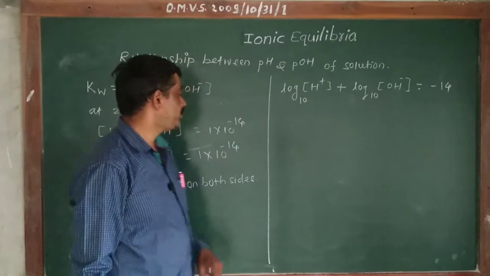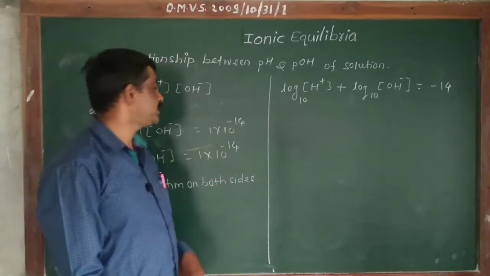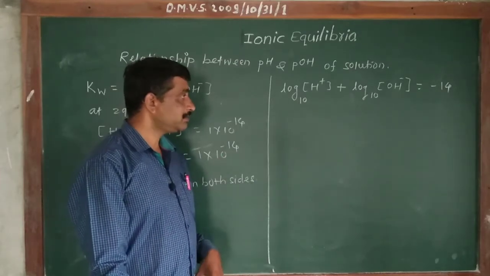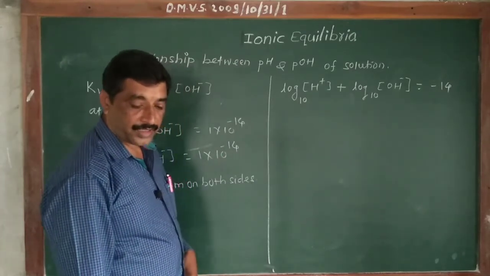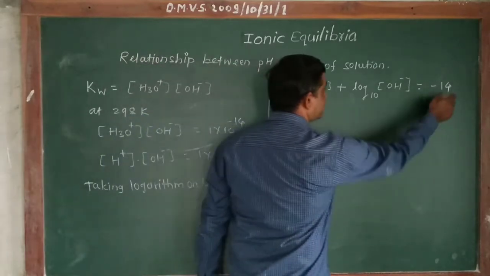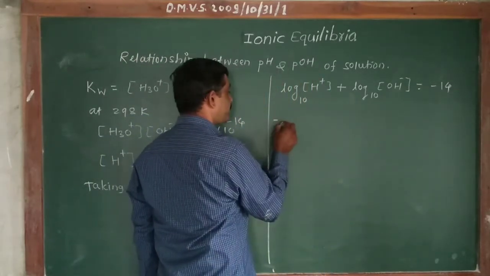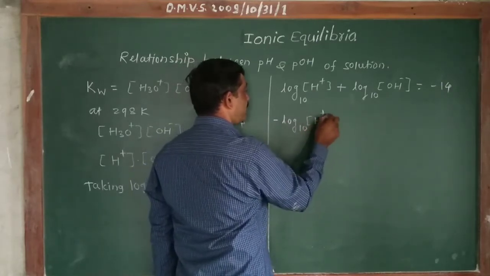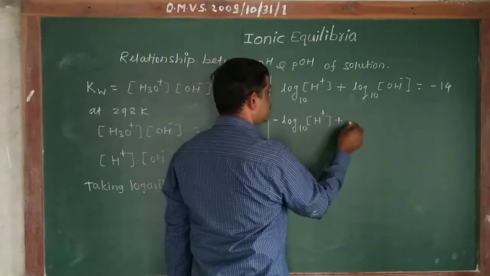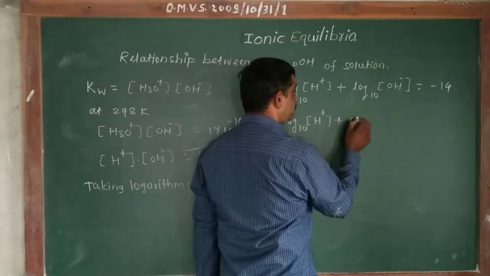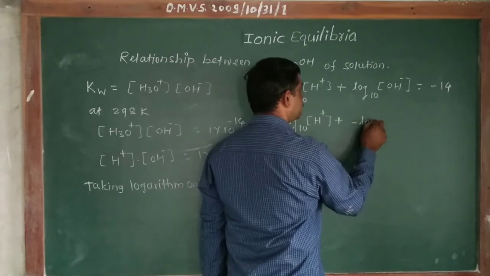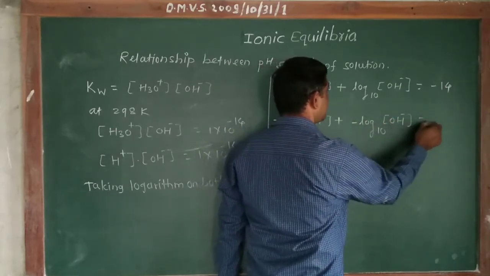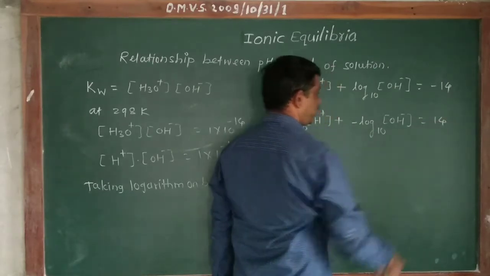When you take the logarithm of 1 into 10 raised to minus 14, that is equal to minus 14 into 1, that is minus 14. Therefore, when you multiply this equation by minus 1, we get negative log to base 10 of H plus ions plus negative logarithm to base 10 of OH minus ions is equal to 14.